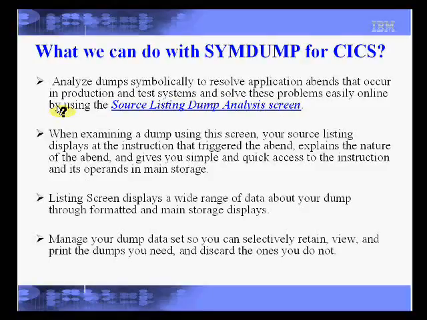What can we do with SimDump? Analyze dump symbolically to resolve application events that occur in production and test systems, and solve these problems easily online by using the source listing dump analysis screen. When examining a dump using this screen, your source listing displays the instruction that triggered the event, explains the nature of the event, and gives you simple and quick access to the instruction and its operand's main storage.